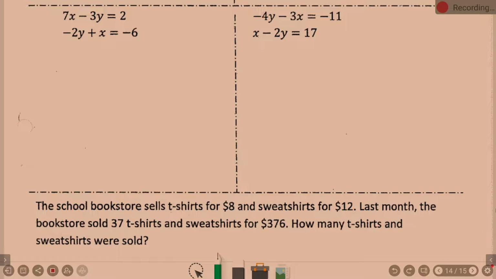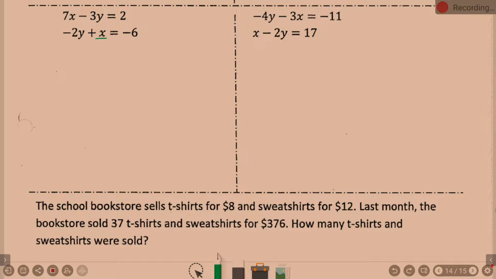The first one. Right here, x is already by itself, and it's a 1x. Is that what you mean? Yeah, I'm looking to have 1x as the only thing on that side. So that's just one step I need to take. How do I get this negative 2y to move over to the other side?